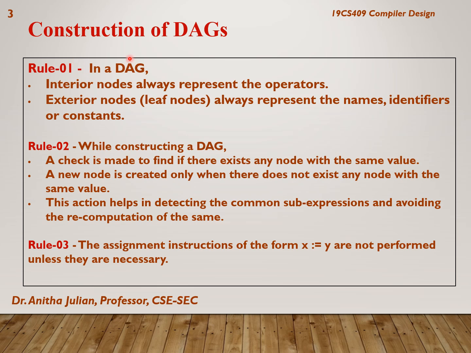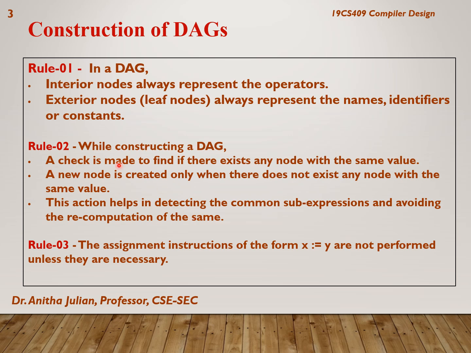Before that, we will see the construction rules for DAG. Basically there are three rules. First of all, in a DAG, interior nodes always represent the operators. That is common. When we drew the syntax tree, this was also the condition. So interior nodes will have the operators, and exterior nodes or leaf nodes will always represent the names, identifiers or constants. That is, the variable names, identifiers or constants.